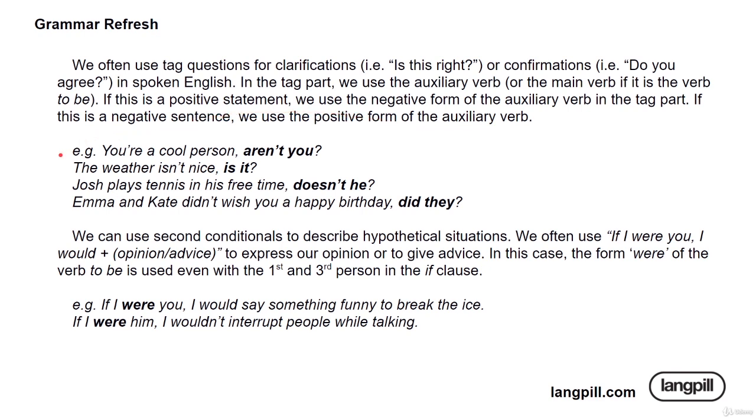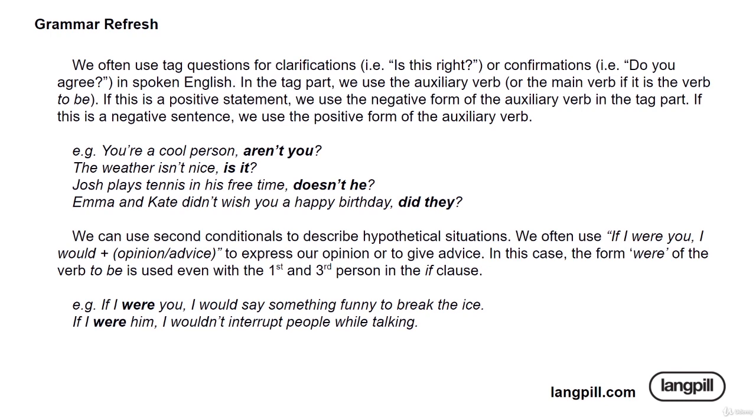The first example: you're a cool person, aren't you? Okay, so let's break this down. Here we have, you're a cool person. That's our statement, right? It's positive. So our tag question is going to be negative, and we're using the form of the verb to be. So you're a cool person, aren't you? We're kind of confirming it, right? Like, hey, aren't you?